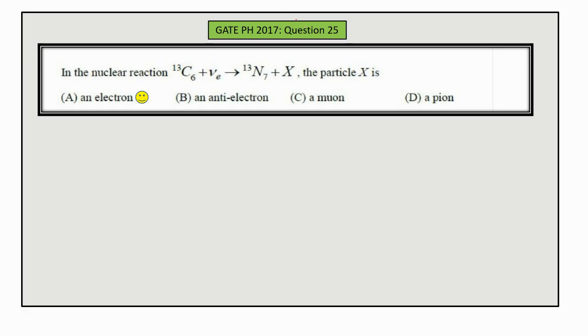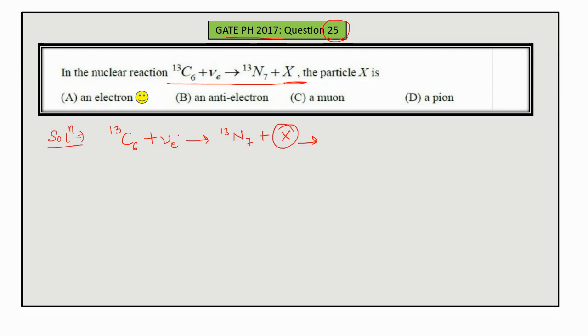This is the first question. That question came in the GATE 2017 examination. This is question number 25. In this question, we are asked to find this particle X, and a nuclear reaction is given to us. See this nuclear reaction first of all. Here the carbon isotope combines with an electron neutrino to give nitrogen and a particle which we don't know, and we need to identify this particle.